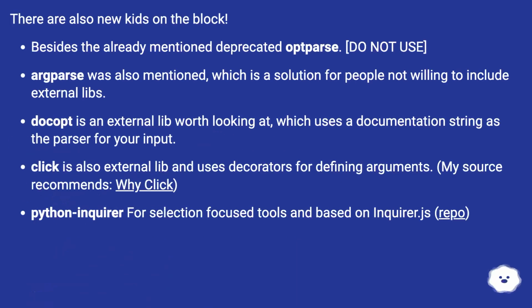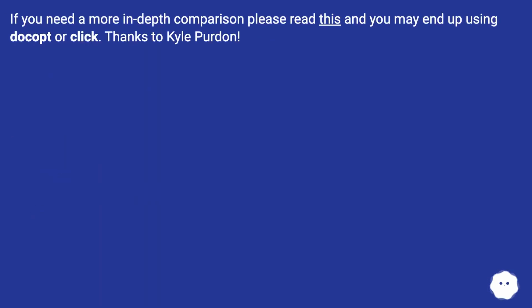There are also new kids on the block. Besides the already mentioned deprecated Optparse, do not use. Argparse was also mentioned, which is a solution for people not willing to include external libs. Docopt is an external lib worth looking at, which uses a documentation string as the parser for your input. Click is also an external lib and uses decorators for defining arguments. My source recommends, why click? Python Inquirer for selection-focused tools, based on Inquirer.js. If you need a more in-depth comparison, please read this, and you may end up using docopt or click. Thanks to Kyle Purden.